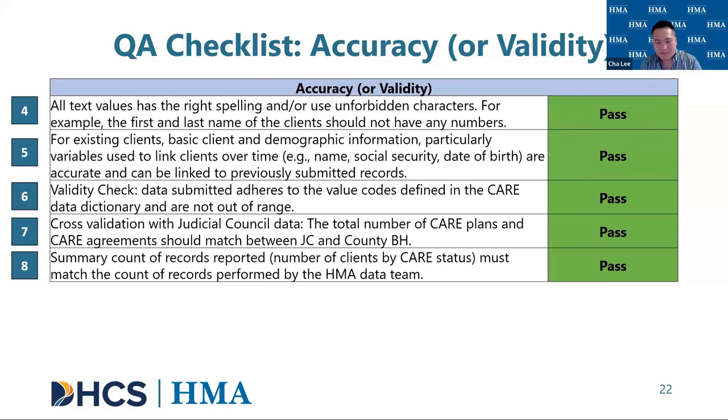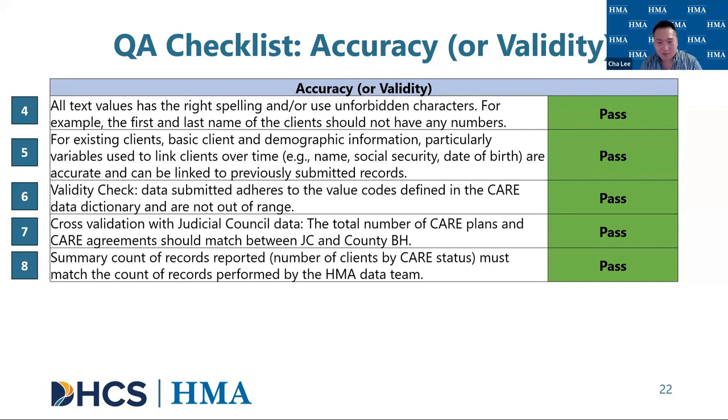Element 5, for existing client, and this is very important to us on the back end. We will verify that the basic client and the demographic information are accurate. So basically, if they are accurate, we should be able to link those new records to the previously submitted record. If we cannot do that, we're going to be reaching out to the county.